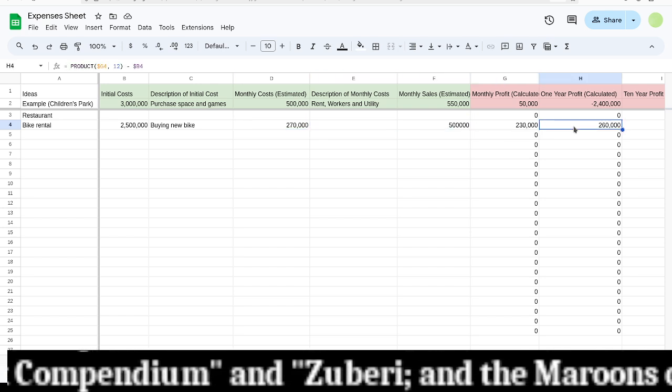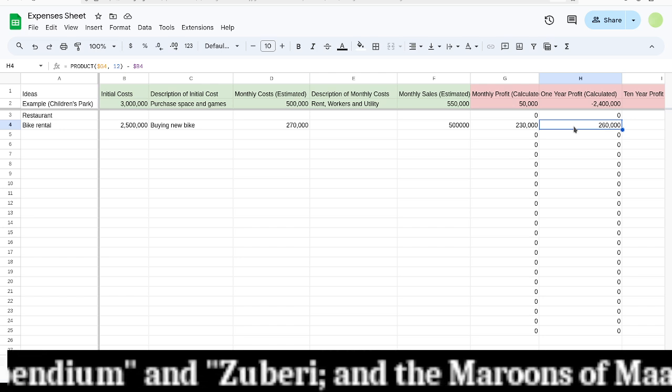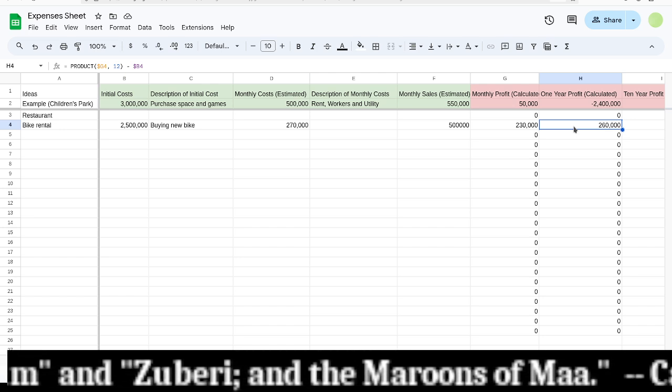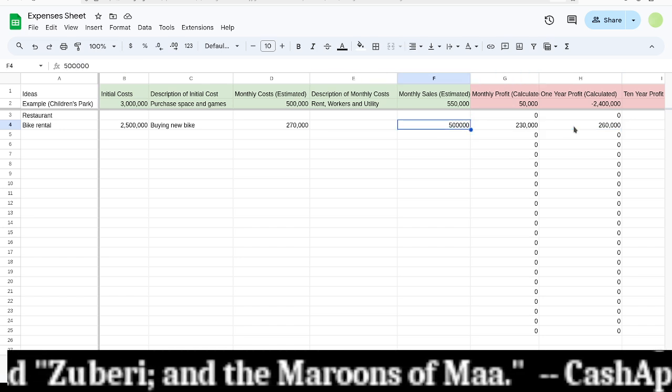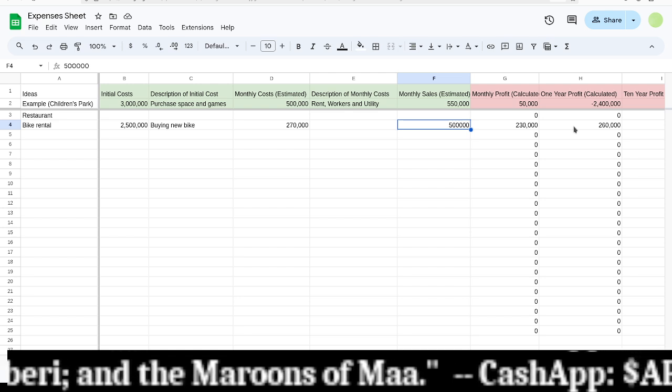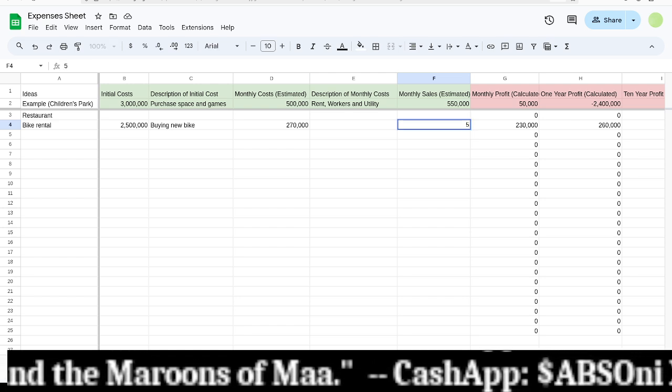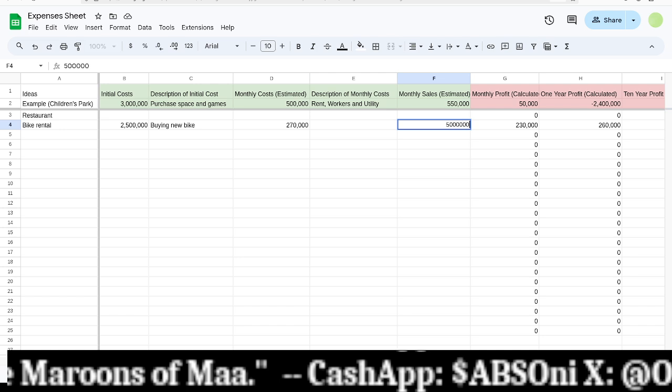And with that comes extra things. Now, again, the sales, it's not going to be 5 million, but let's pretend it's 5 million, right?